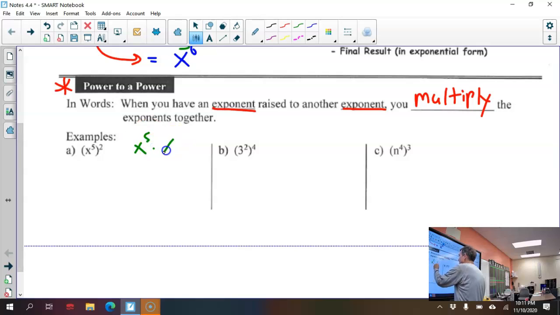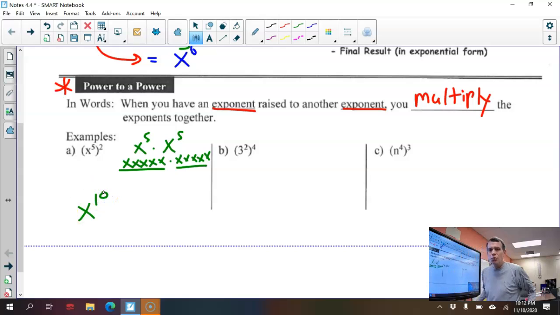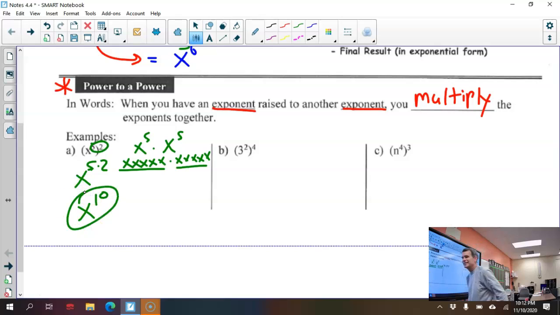This would be x to the 5th times x to the 5th, which would be x times x times x times x times x times x times x times x times x times x. Mercy. And that is 10 x's multiplied together, giving you x to the 10th. Wouldn't it be easier just to learn the rule that when you have an exponent raised to another exponent, you multiply them together, and that's where you get x to the 10th.